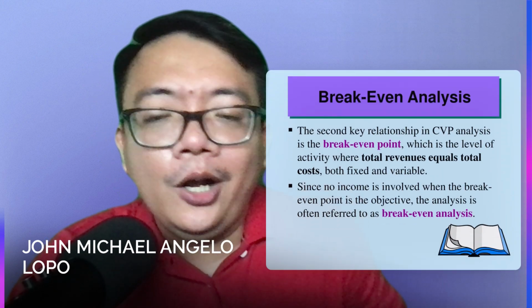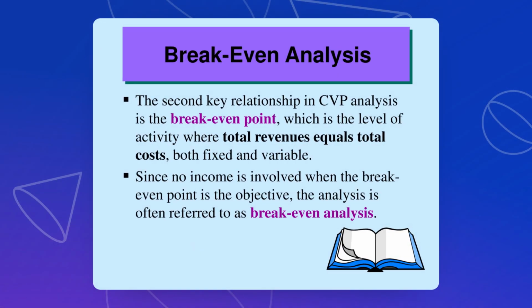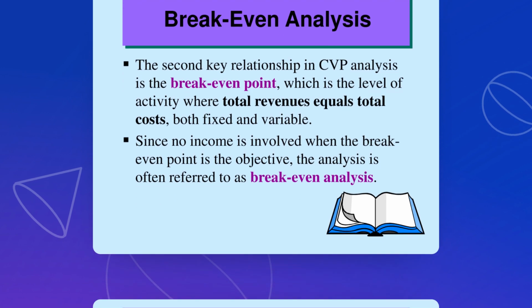Very good class. Alright. So, break-even point is a key relationship in the CVP analysis. It is also known as the break-even analysis, which is the level of the activity where total revenues equals your total cost, both your fixed and your variable. Since you have no net income, 0 is your net income. There's no net income, there's no net loss, meaning nagpagod ka lang. That's the meaning of your break-even analysis.